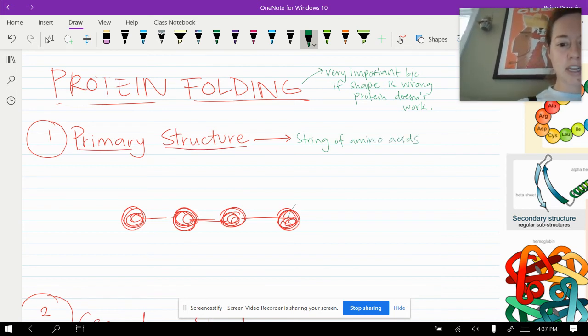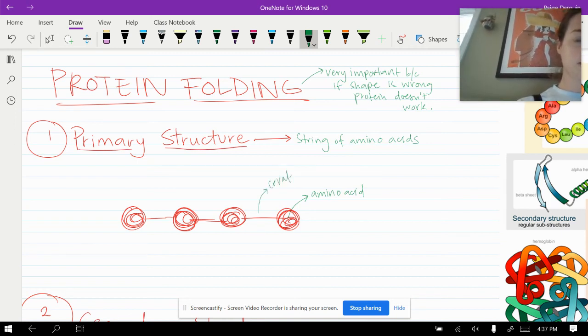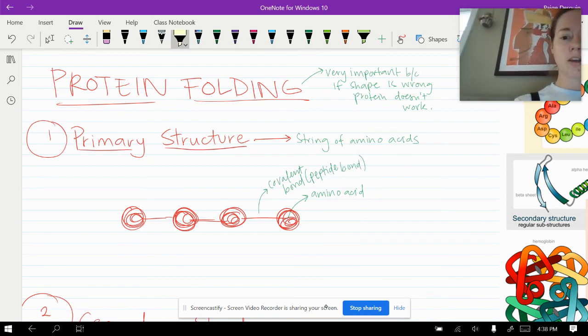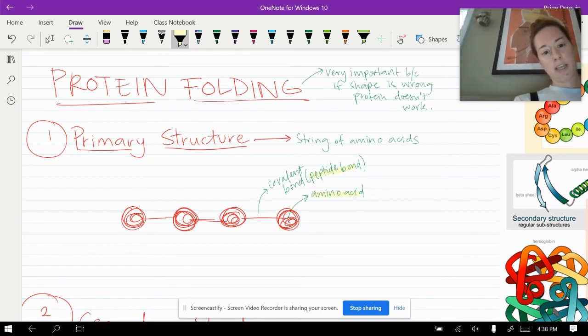So, on this little diagram, each dot would be an amino acid, and the bond in between would be a covalent bond, which in this case is called a peptide bond because it's a link in between proteins, and another word for protein is peptide. And that's the primary structure. It's really important that this structure is right because later on it will affect the fold if it's wrong because of those R side chains on each amino acid. They'll interact in the incorrect way if the order here isn't right.